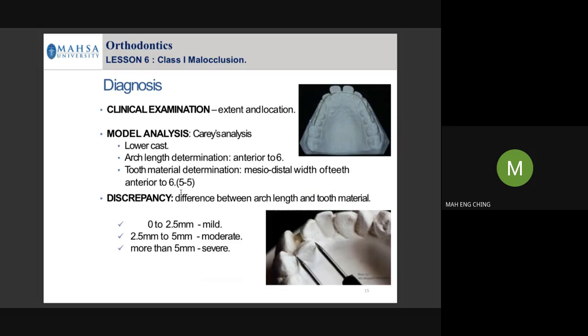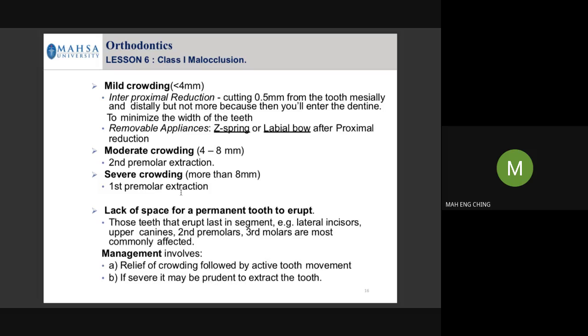So for diagnosis, you have to do clinical examination and model analysis, with discrepancy between 0 to 2 millimeters. This is just a displacement between the mesial surface or distal surface, then you classify it into mild, moderate, and severe. Same for the crowding, you classify the crowding into mild, moderate, and severe. So this will determine extraction or non-extraction case.